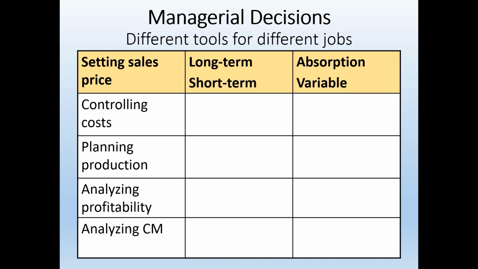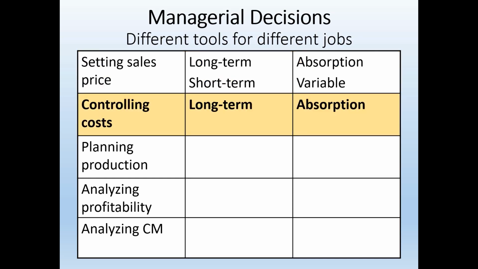But in the short term, variable costing works very well because we assume in the short term that the fixed costs are fixed. In other words, the firm is not going to open up a new factory or close down a production line.